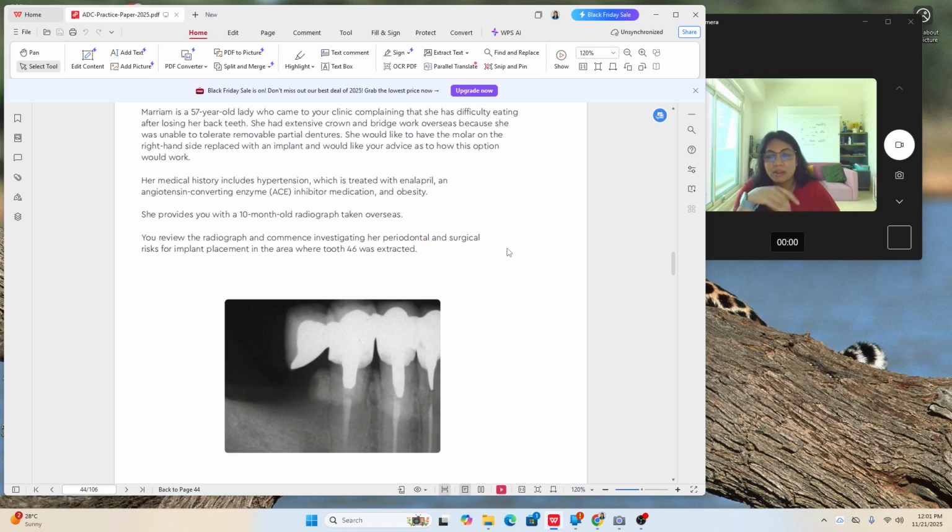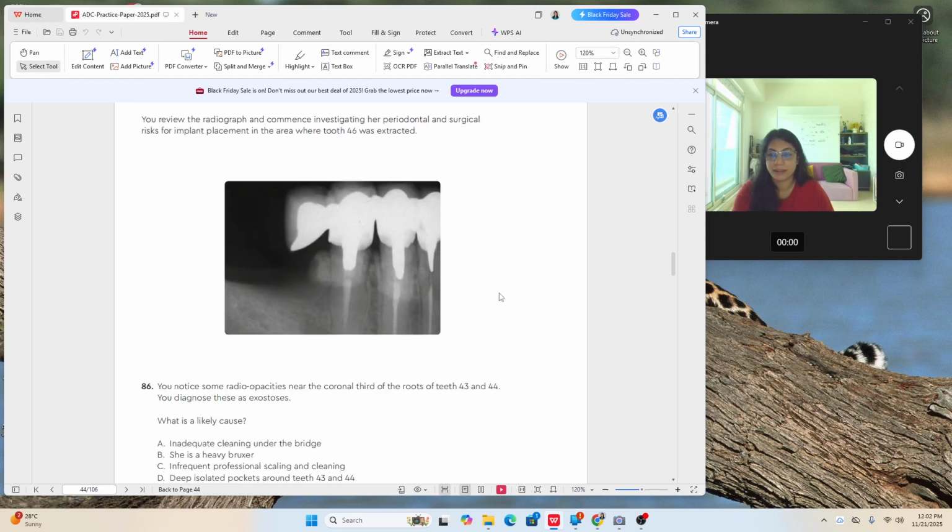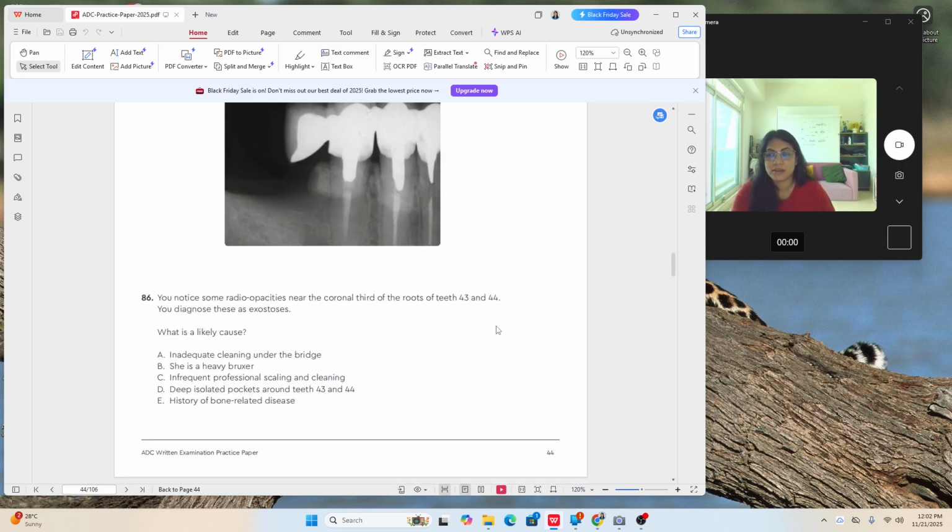You can see a bridge, a cantilever kind of a thing. You review the radiograph and commence investigation of her periodontal and surgical risk for implant placement in the area where tooth 4-6 was extracted. Okay. You notice some radiopacities near the coronal third of the root of teeth 4-3 and 4-4. You diagnose these as exostosis. What is a likely cause?